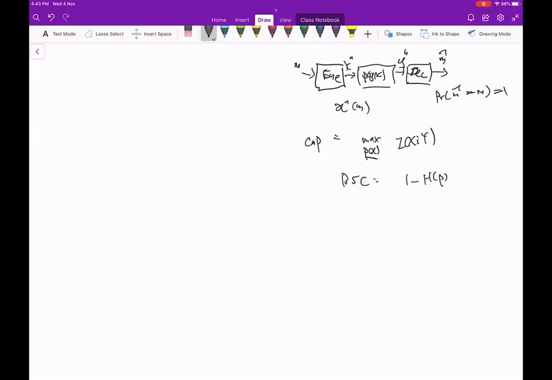So let's try an example. Let's try another example here, the Gaussian channel. For the Gaussian channel, we'll have X going into the channel, and Y is basically equal to X plus some noise there.